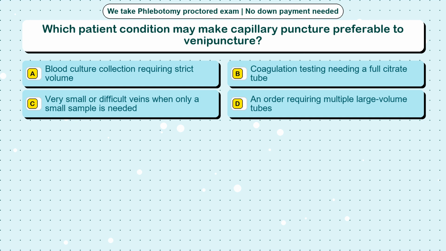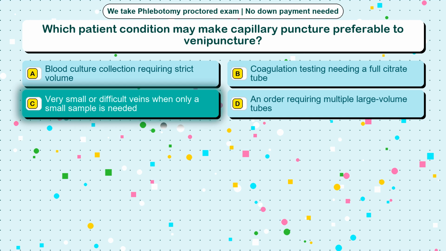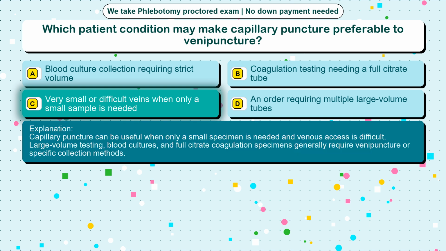Option B, coagulation testing needing a full citrate tube. Option C, very small or difficult veins when only a small sample is needed. Option D, an order requiring multiple large volume tubes. The correct answer is option C, very small or difficult veins when only a small sample is needed. Capillary puncture can be useful when only a small specimen is needed and venous access is difficult. Large volume testing, blood cultures, and full citrate coagulation specimens generally require venipuncture or specific collection methods.